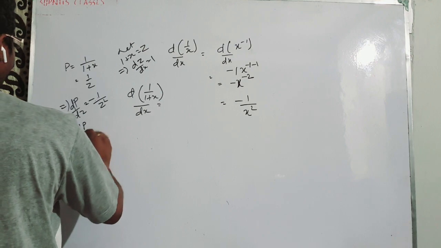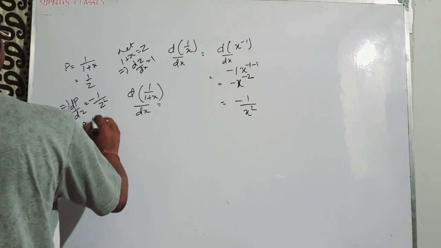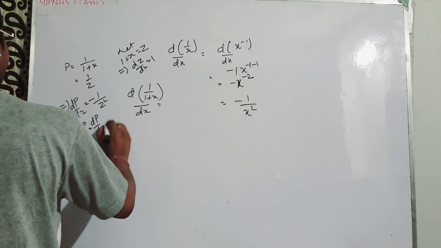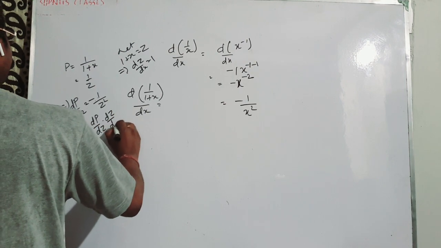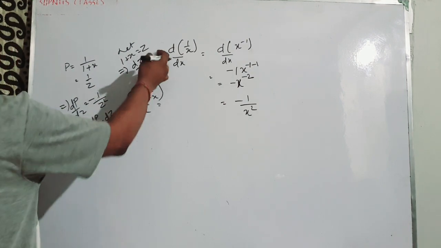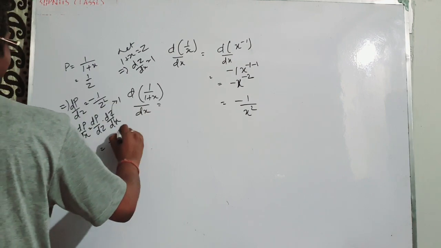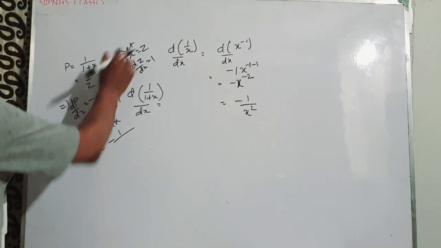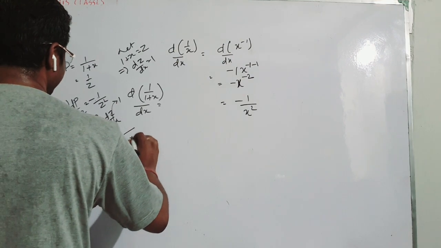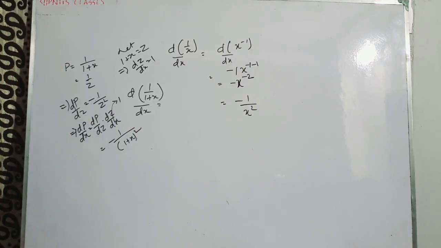After that, you can write down dp/dx is equal to dp/dz into dz/dx. So this is 1, doesn't matter. So this part will be 1. So baki part minus 1 by z square. z is 1 plus x. Okay guys, clear? This is how you do differentiation.